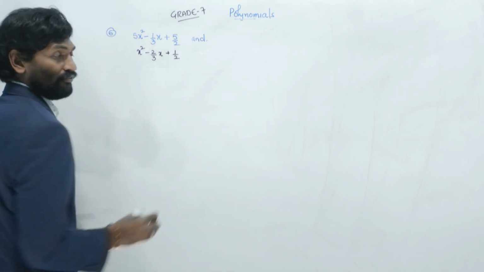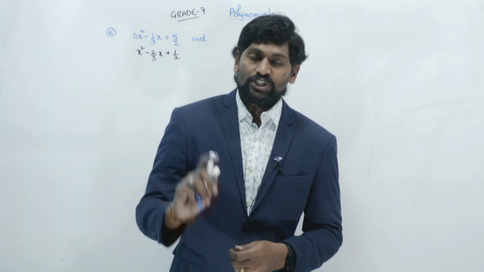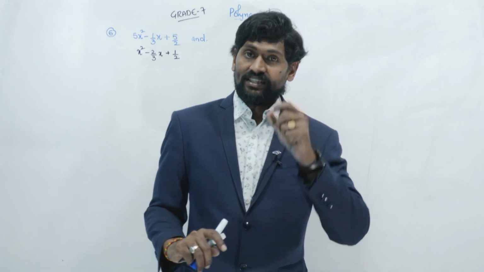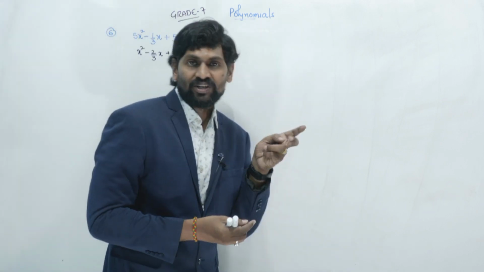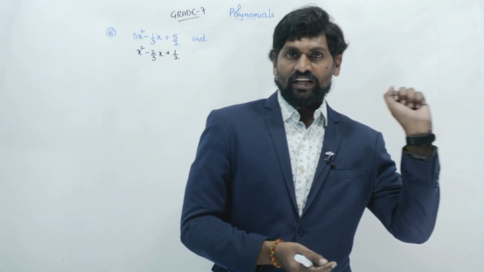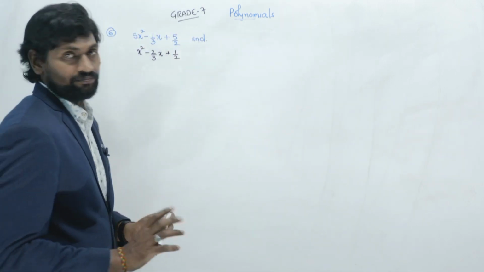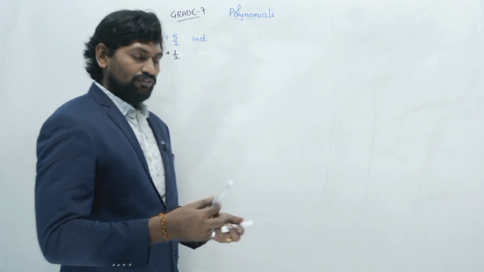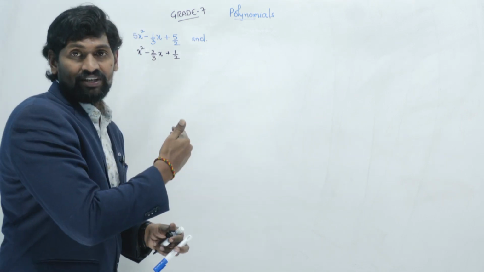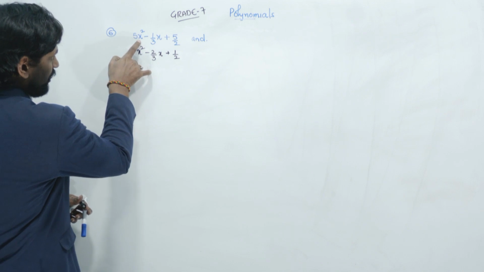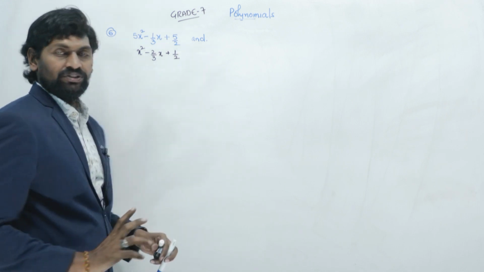While adding any two algebraic expressions or polynomials, we have two methods. First one is the horizontal method and second one is the vertical method. Horizontal method means both the polynomials we are going to write in a horizontal manner. But vertical-wise, one after another we are going to write them. Now this is the vertical method. In this vertical method we should write like terms one below another. That means x square below x square term only, x term below x term, constant term below constant term.